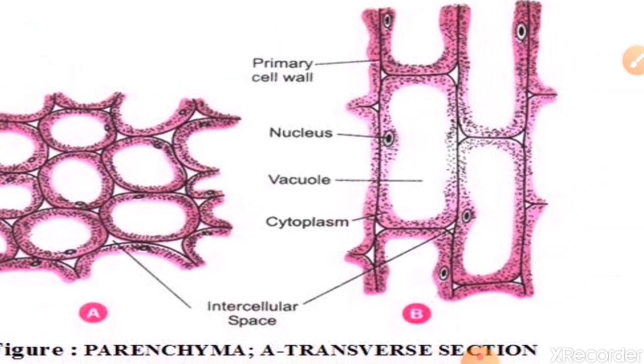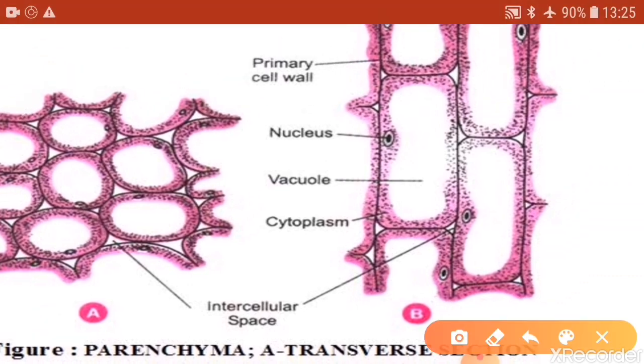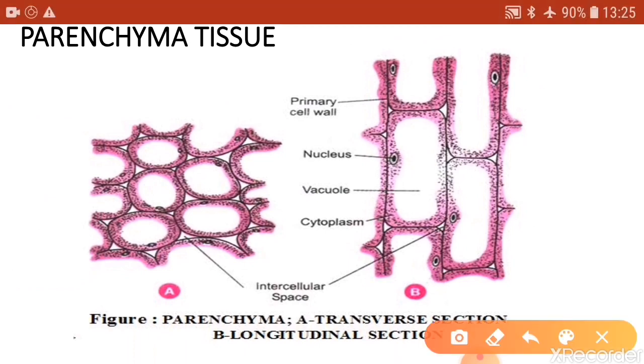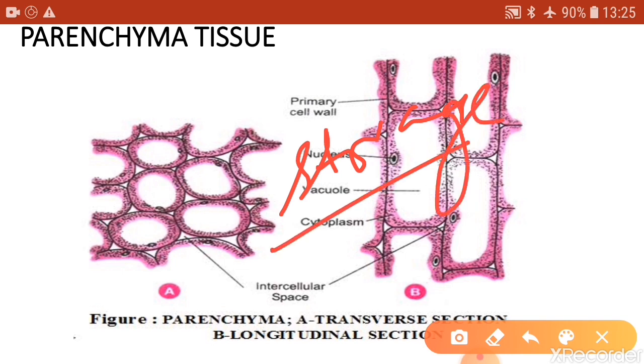The other features are that the nucleus is small and is located at the periphery, and the center is occupied by a large central vacuole. So, these are the important features of parenchymatous tissue. Now coming to the functions of parenchyma. As parenchyma is a living tissue, the main function of parenchyma is storage of food. This is the main function of parenchyma, that is, it stores food.